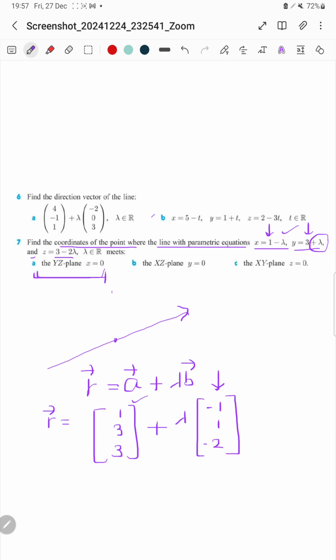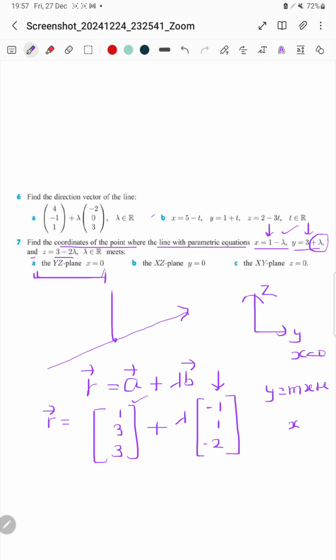So this line is meeting the yz plane, which means that x will be 0. If it is a yz plane, there is no x component, so x will be 0. So the point where they meet, the x value will be 0. Now we know if we have a simple line y equals mx plus c, and this is coinciding with another line, so what do we do?